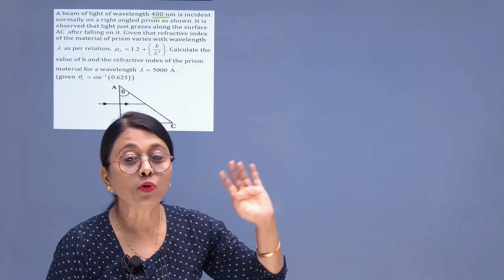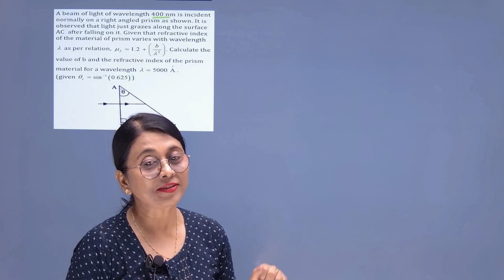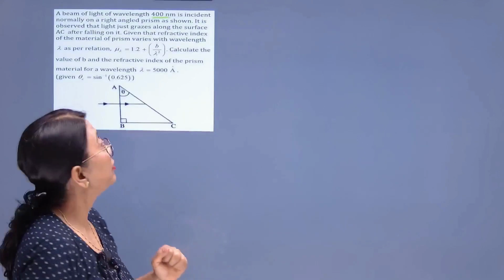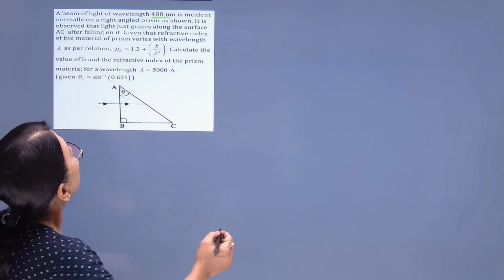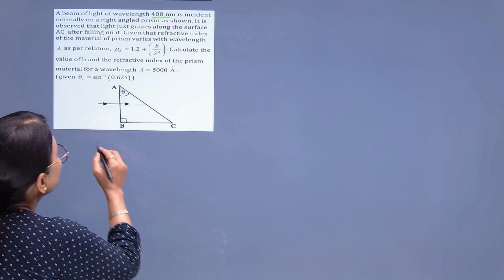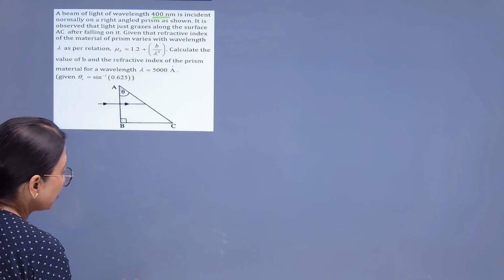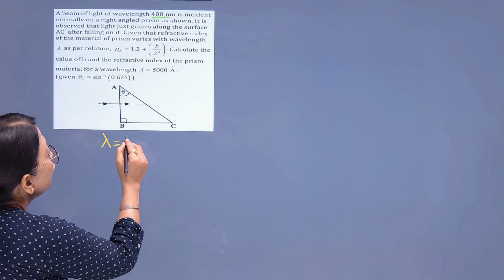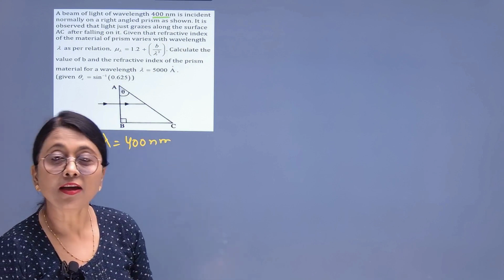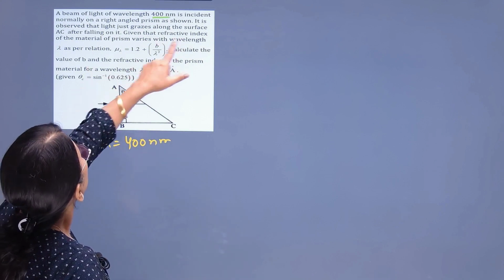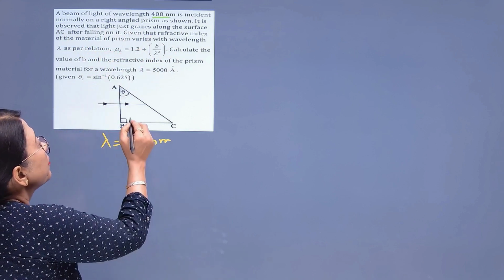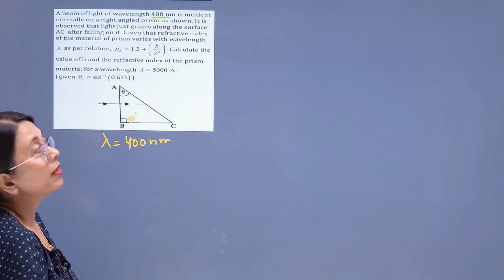Now see how to do this numerical. इस numerical को कैसे करेंगे? ये question sample paper का है. And it's an important question. See now what's given to you. A beam of light of wavelength 400 nanometer. That means lambda is given to you as lambda is 400 nanometer. इसको हम लोग convert किस में कर लेंगे? मीटर में. Then normally on a right angle prism, this is a right angle prism, that means this is of 90 degree.